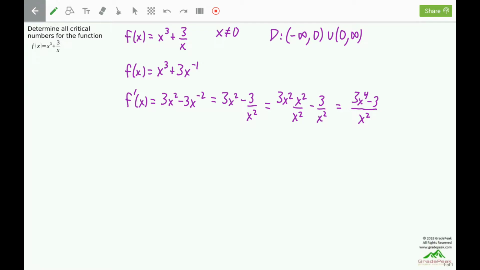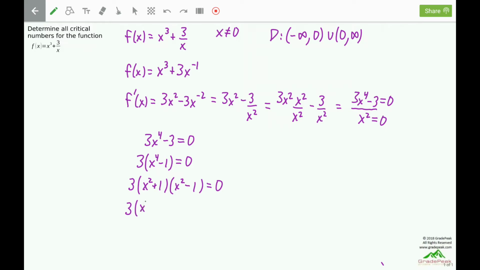Now that we have the derivative written as a single fraction, we can set the numerator equal to 0 and the denominator equal to 0. Starting with the numerator, 3x to the fourth minus 3 equals 0. The first thing to do is factor out the common factor of 3, leaving behind an x to the fourth minus 1. X to the fourth minus 1 is a difference of squares and can be factored into an x squared, and a positive 1, and a negative 1.